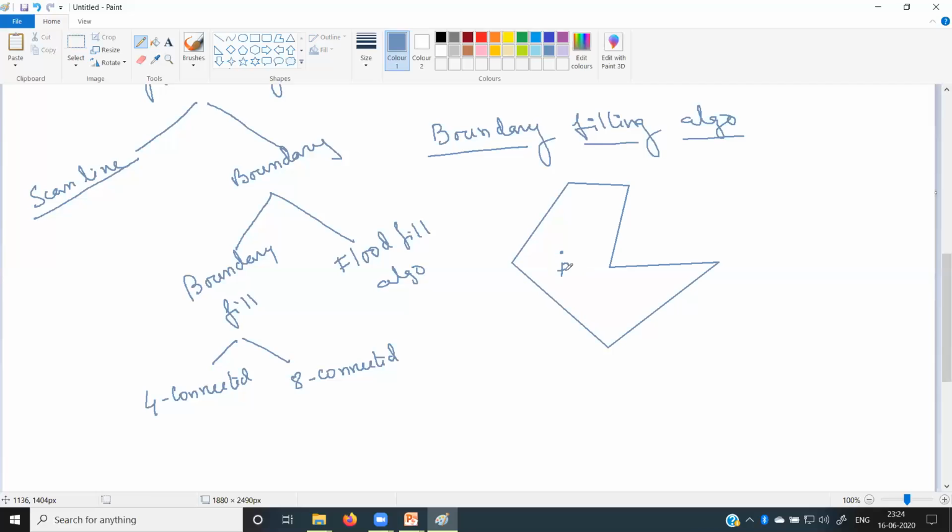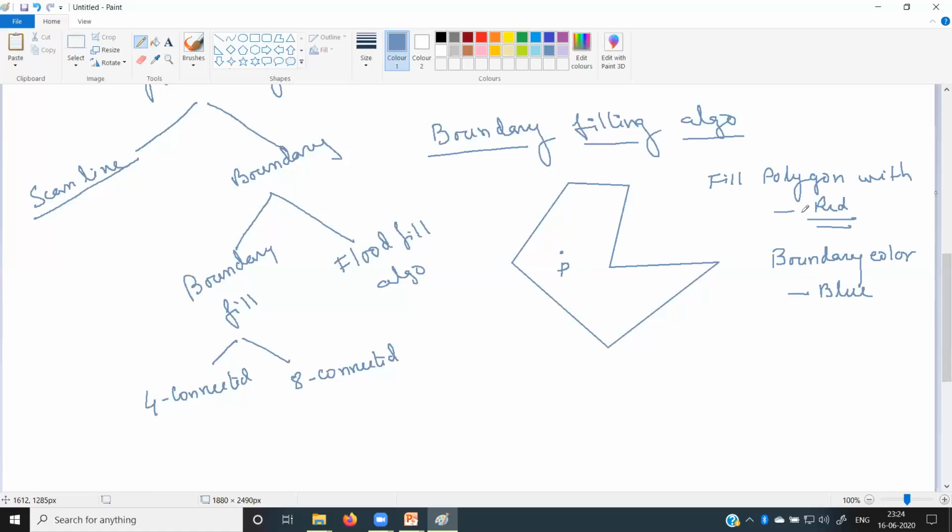Fine. Now consider the boundary color is blue. I want to fill the polygon with the red color. So I want to fill the polygon with red color. And my boundary color is blue.